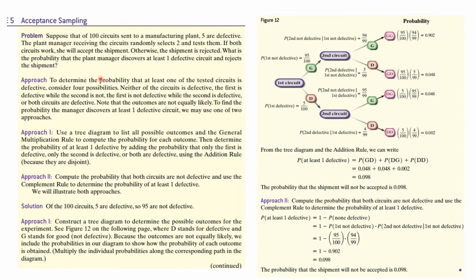Now this problem deals with acceptance sampling. When a shipment comes in, they really don't check to see if they're all good. They just do a sampling technique. That's what this is about.